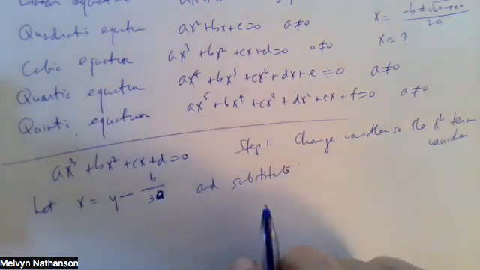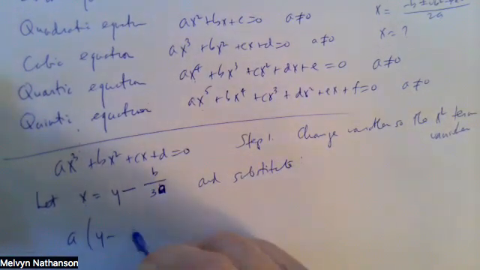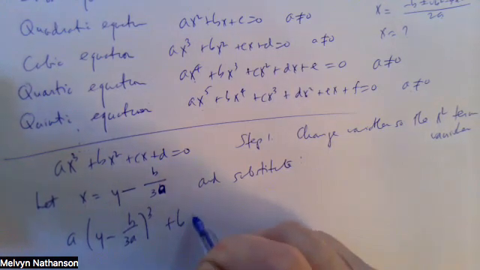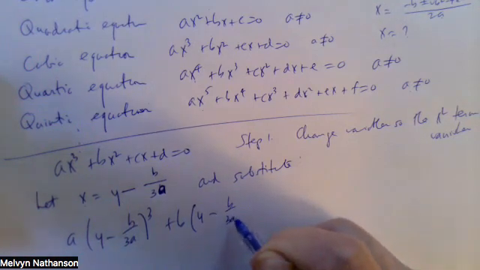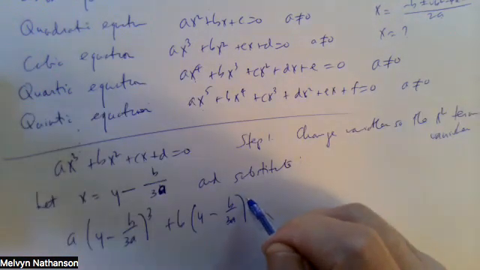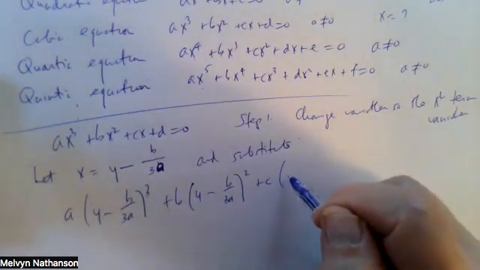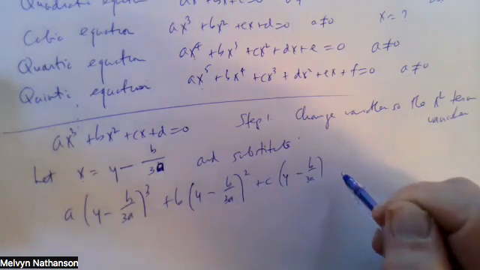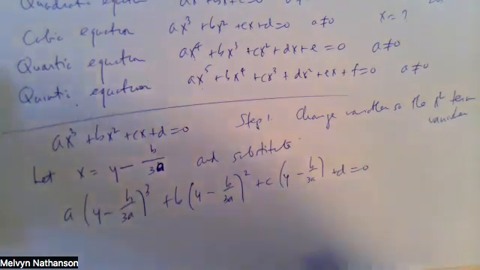So when you substitute, what do you get? You get a x cubed, that's a times (y minus b over 3a) cubed, plus b x squared, which is (y minus b over 3a) squared, plus c x, which is c times (y minus b over 3a), plus d equals 0. So when you make this substitution, you get this equation.